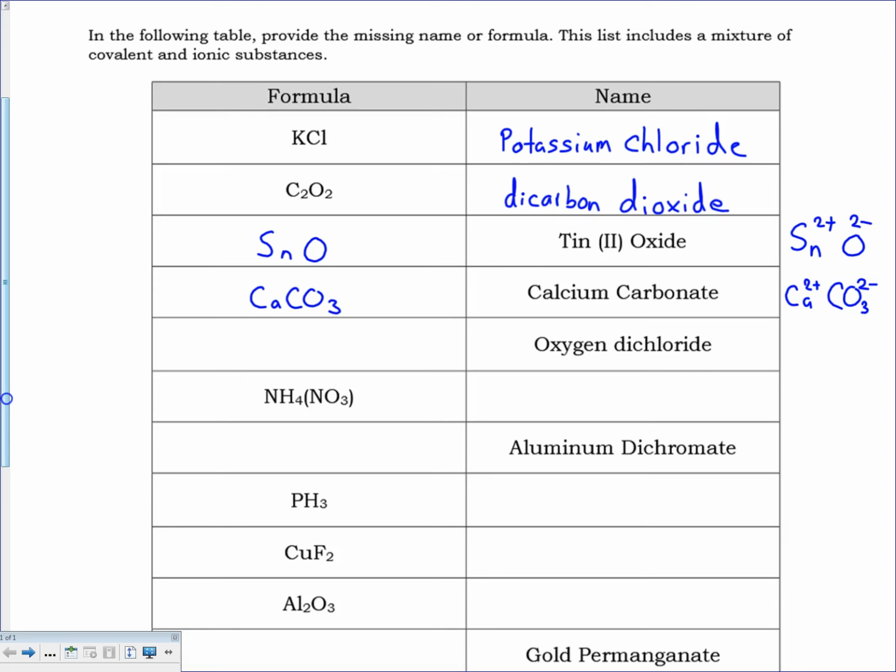Oxygen dichloride. This one here, oxygen is nonmetal. Chloride is coming from chlorine, which is also nonmetal. So this is a covalent substance. So because it says oxygen there, we know it just has one. And dichloride says 2 chlorine, so OCl2.